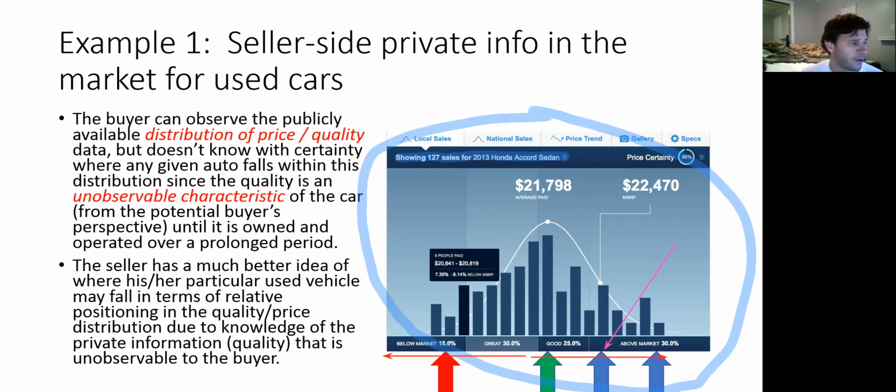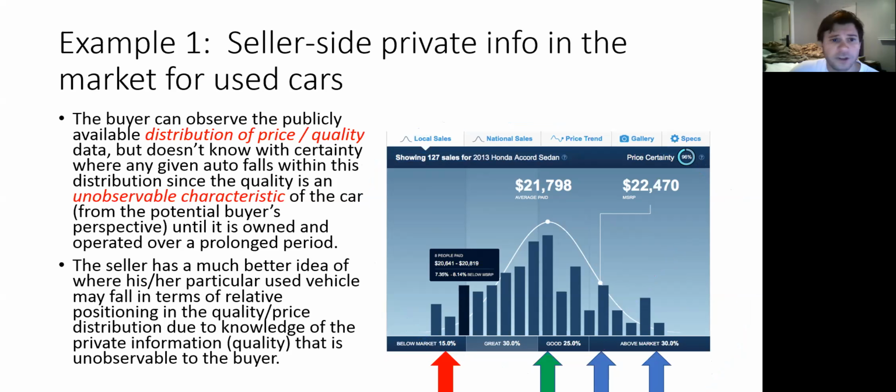And the seller is very happy to interact with a consumer that believes the vehicle is above market quality, because they're going to wind up getting a way higher price than they should have, given that the buyer is unable to screen or observe that particular characteristic, the quality of the vehicle.